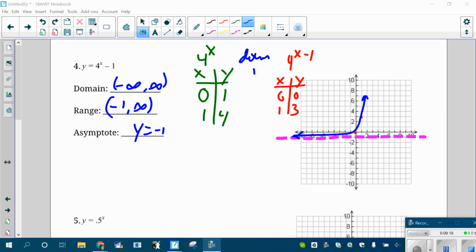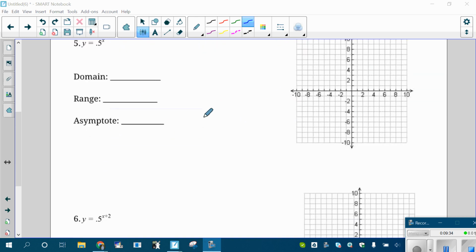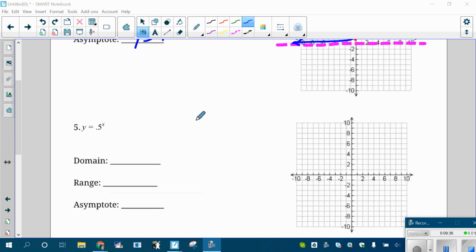All right, check your answers here real quick. Make sure you got all the features right. You also got those 2 points, 0, 0, and 1, 3, which are kind of those 2 key points I'd like you guys to have on there. All right, let's do number 5 and 6 together here, because you'll notice what changes here is our base. Our base is now 0.5.